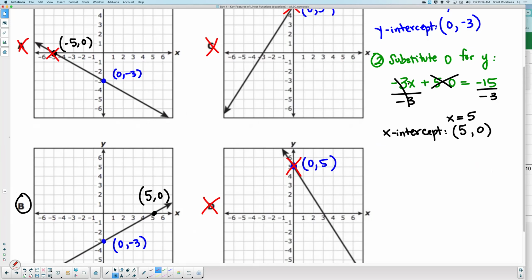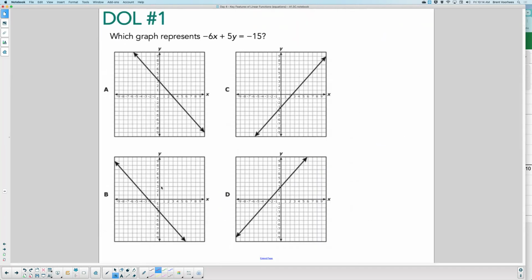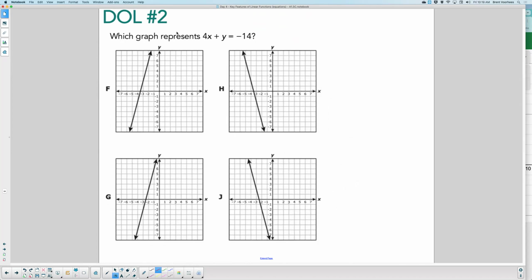Now we've done these, we could do a practice problem here. Let's go to DOL number 1. Let me get where you can see the whole picture. I want you to try to solve this one. Which one works out right? Okay, if you finish the first one, now work on the second DOL. Here's another equation. Try this one.